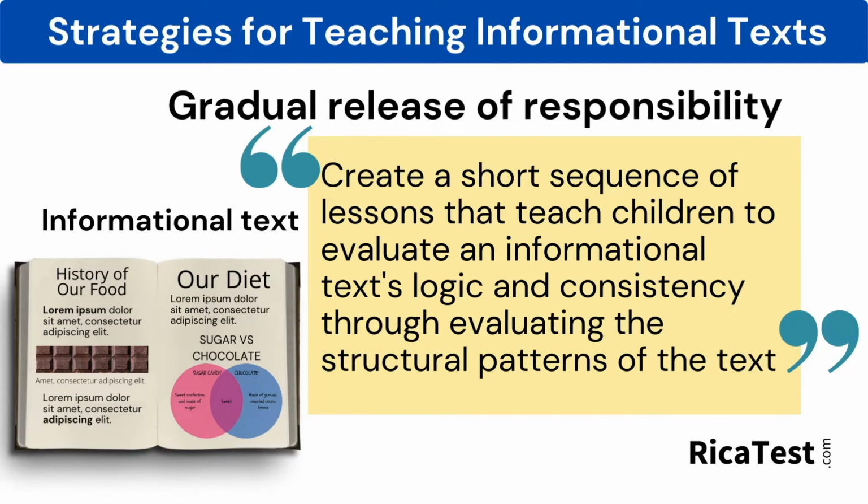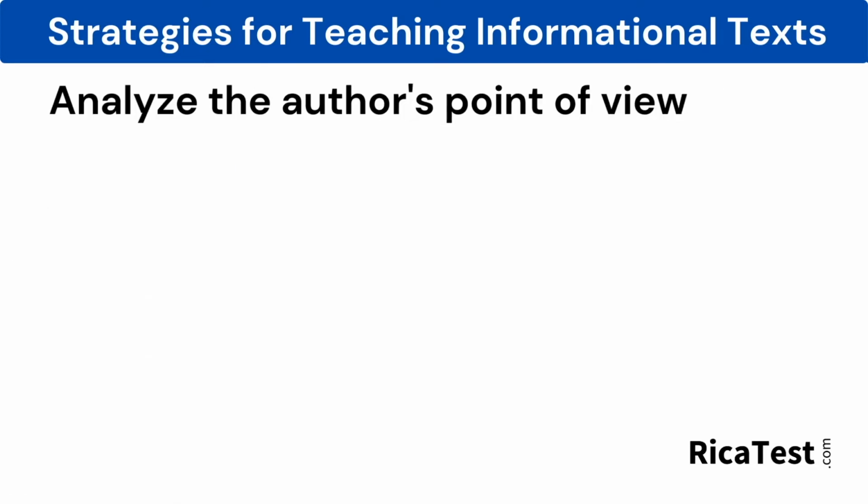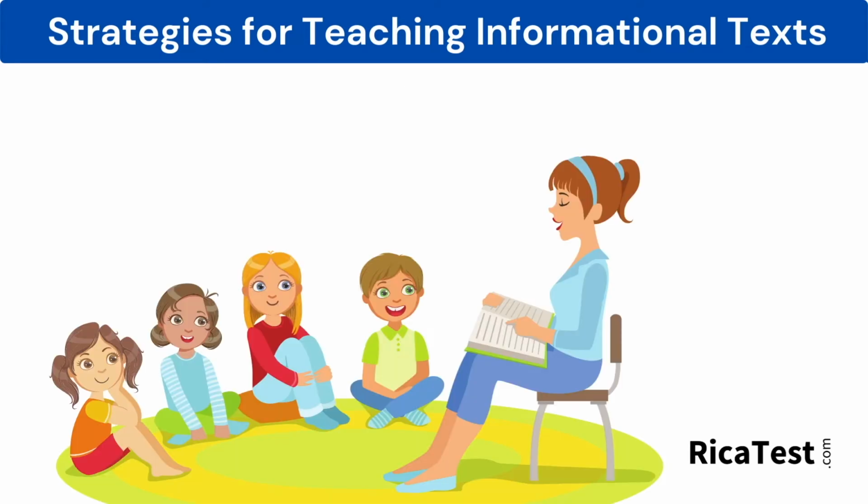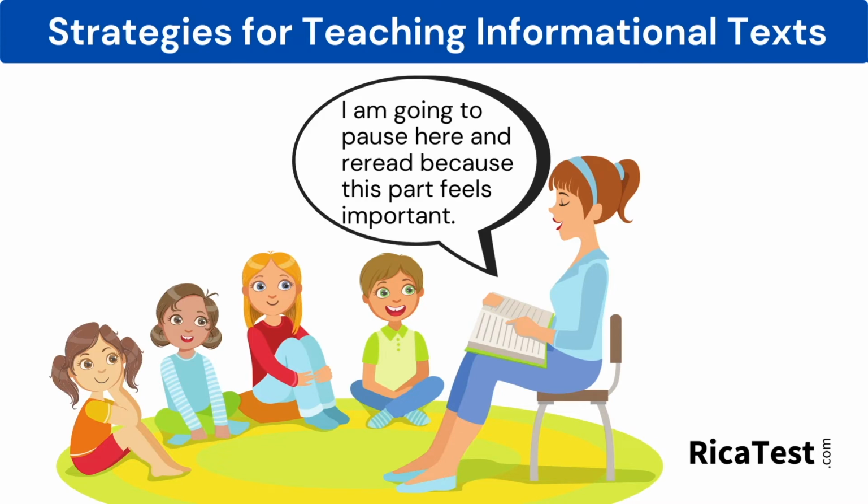Now, the second strategy children can use to comprehend informational texts is to analyze the author's point of view. We use the instructional strategy called questioning the author, which we've discussed in the past. And this is where the teacher uses the think aloud strategy to model reading a paragraph and then rereading it in order, for example, to show them here I am going to pause and reread because this part feels important.